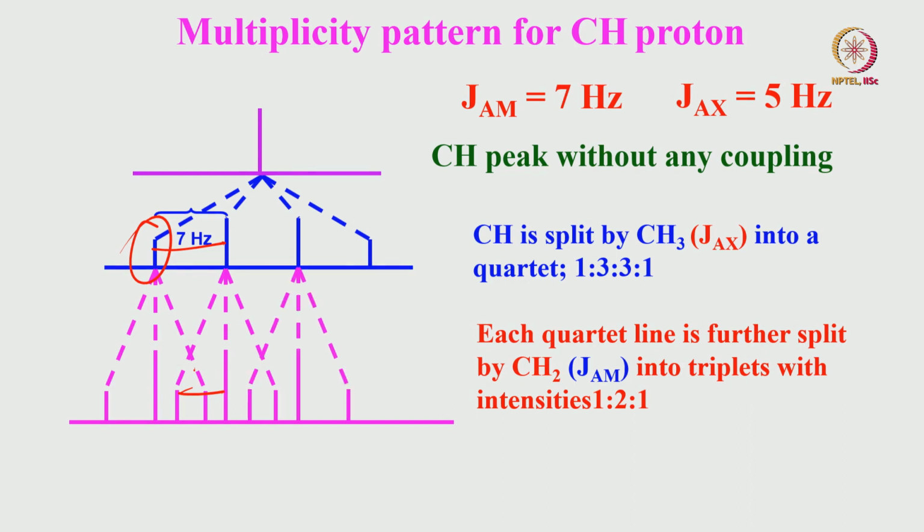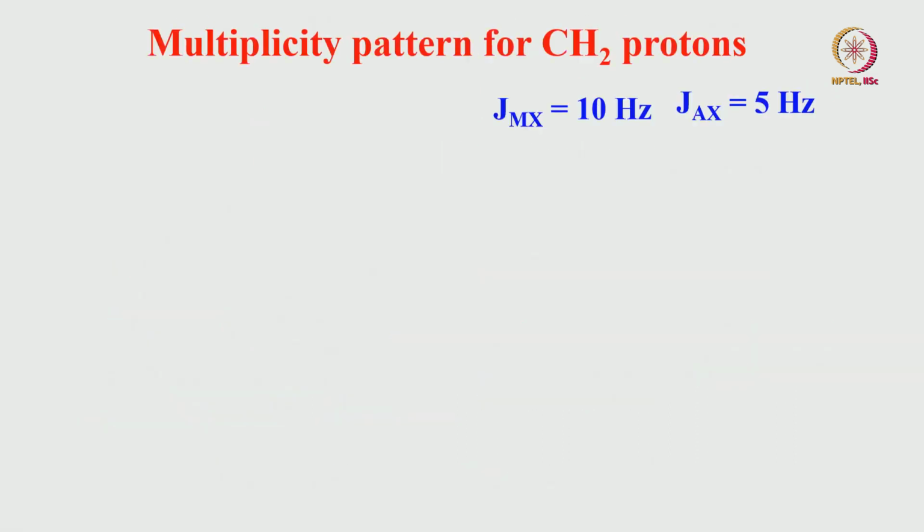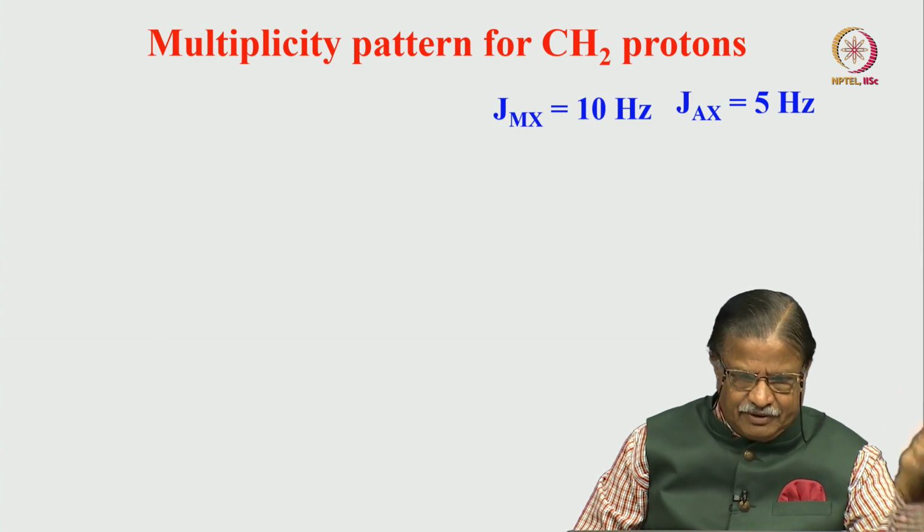And again another one. See, this is what it is. What do you call this pattern? We already discussed. Which is the larger coupling? The larger coupling is a quartet and the rest is a triplet. This pattern is called a quartet of triplets. For a CH proton, for the condition which I have given you, you are going to get a quartet of triplets. Let us go to the example of another one, the CH2 proton, same molecule.